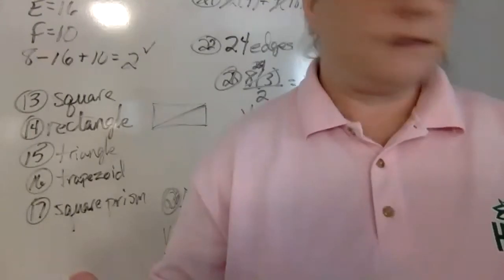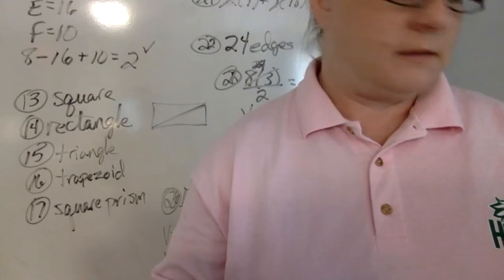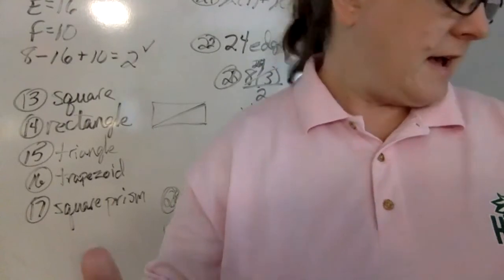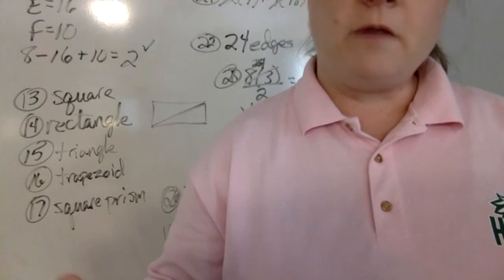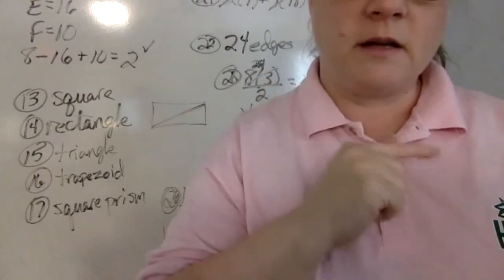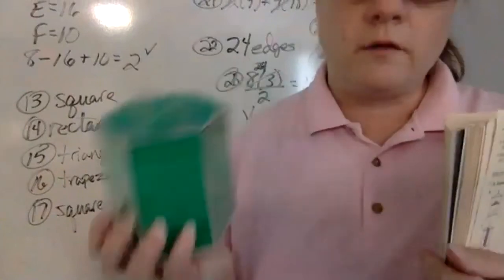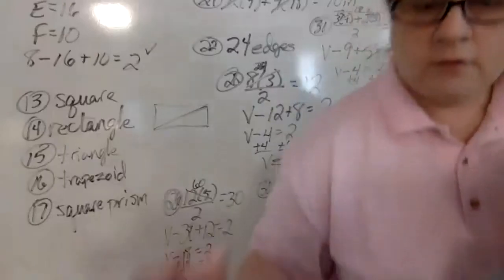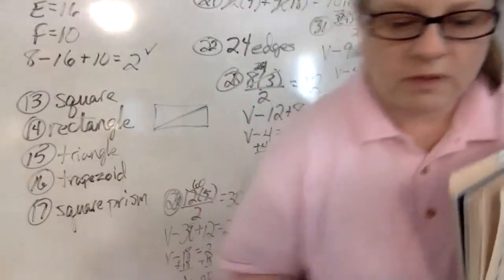I had 6 vertices when there were 3 sides on the base. I had 12 vertices when there were 6 sides on the base. I had 24 vertices when there were 12 sides on the base. So the number of vertices is always 2 times the number of sides on the base. This had 6, so it had 12 vertices. This had 3 sides on the base, it had 6 vertices. So it's 2 times whatever it is.